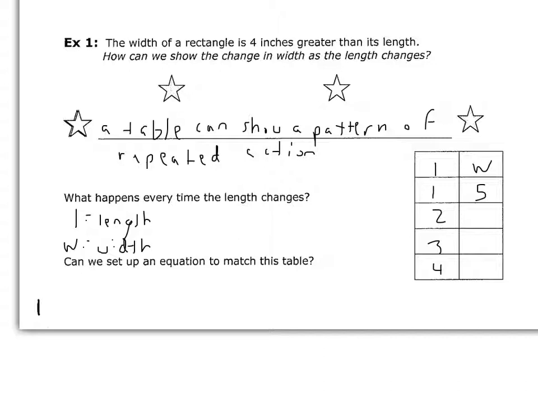Let's fill out the rest. If your length was 2, your width would be 6. If your length was 3, your width would be 7, and 4 would be 8. Let's look at the first question. What happens every time the length changes? If you set up an equation, what you're trying to find is width. To find your width, you have to have your length, whatever number that may be, and you have to add 4 to it. So your width is always your length plus 4.